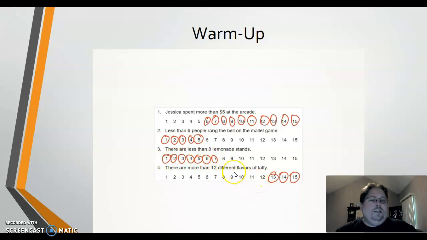And then there are more than 12 different flavors of taffy. So that word more tells us that it's going to be larger. It's not going to include 12, but it's going to be any number bigger than 12. So 13, 14, 15.